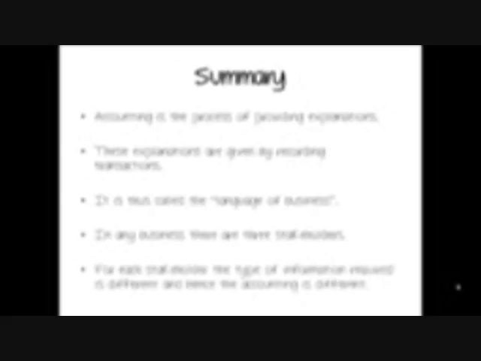Summary. Accounting is a process of providing explanations. These explanations are given by recording transactions. It is thus called the language of business. In any business, there are three stakeholders. For each stakeholder, the type of information required is different, and hence the accounting is different.